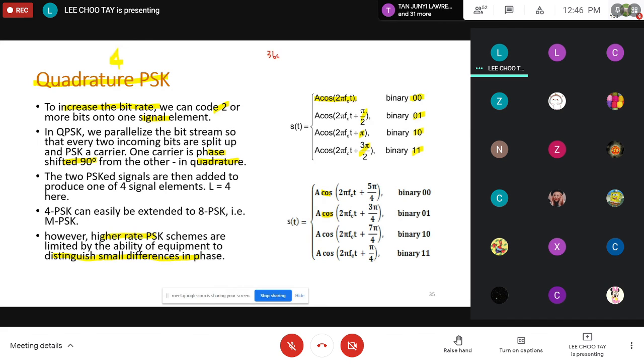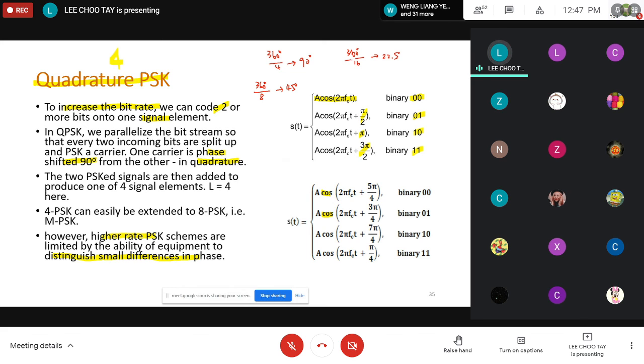Divided by 4, that will give you 90 degrees. If you want more levels, let's say I want 8 levels, so I divide by 8. So that will give you what? 45 degrees, right? If you divide by 16, I say I want 16 levels, that will give us 22.5 degrees.